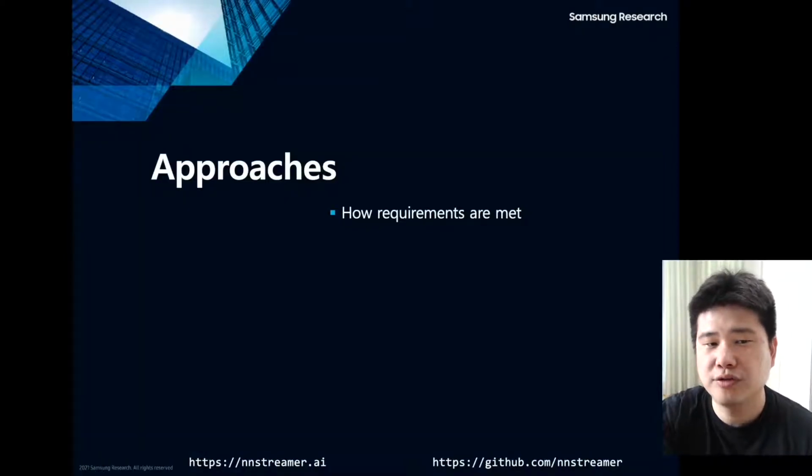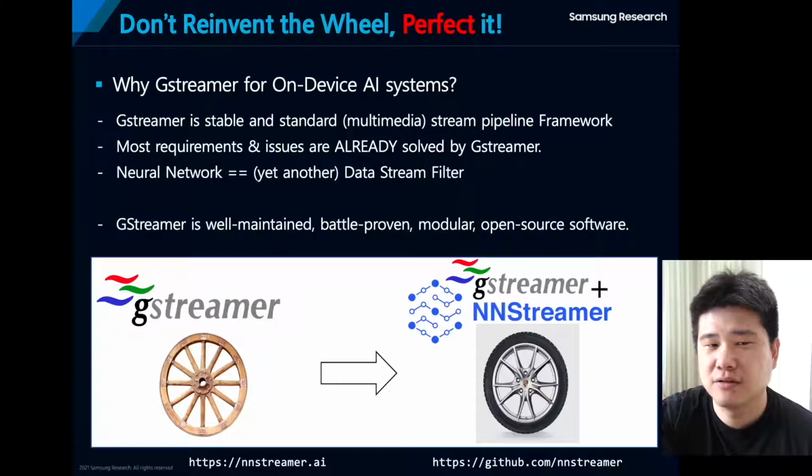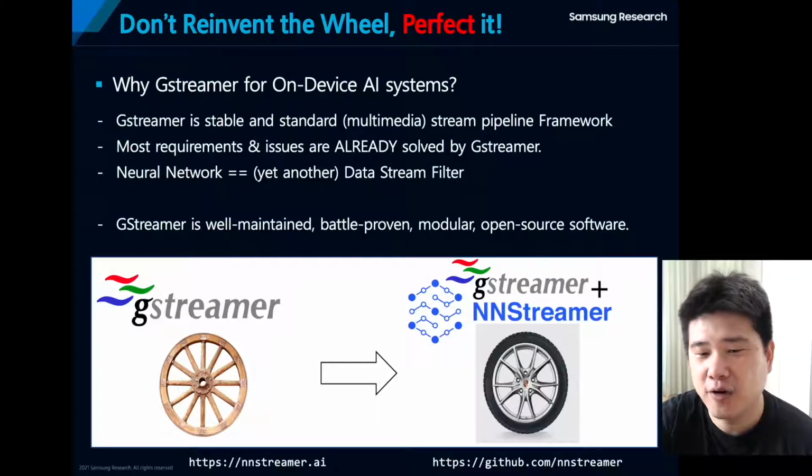So how did we solve or mitigate such issues or requirements? Our first principle was to perfect the wheel, not trying to reinvent the wheel itself. So we found that GStreamer would be the base framework, which is the already invented wheel, and we wanted to make it perfect for our own application.